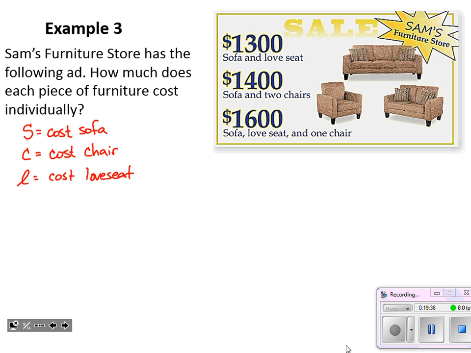All right, so I'm trying to find costs. I'm trying to find prices. That's what my variables mean, the cost of each piece. Let's look at the advertisement, $1,300 for a sofa and a love seat. So as I'm setting up my system, I want to turn that into a math equation. The one sofa and one love seat is $1,300. Then next, one sofa and two chairs is $1,400. And lastly, a sofa and a love seat and one chair is $1,600.